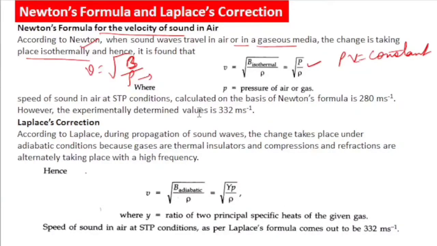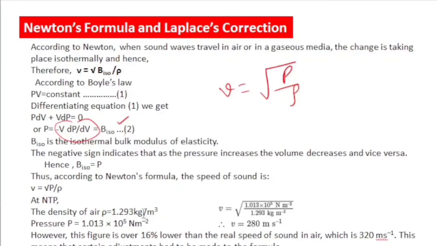And at standard temperature and pressure, you know the value of pressure and the value of density. After putting these values, you get 280 meter per second. How? You know at STP, density is 1.293 kg per meter cube, and pressure is 1.005 Newton per meter square. So you put these values of P and rho, and after calculating you get 280 meter per second, and this figure is over 60% lower than the real speed of sound.